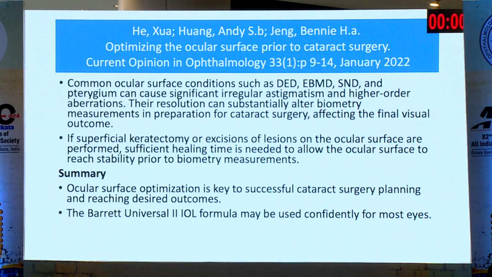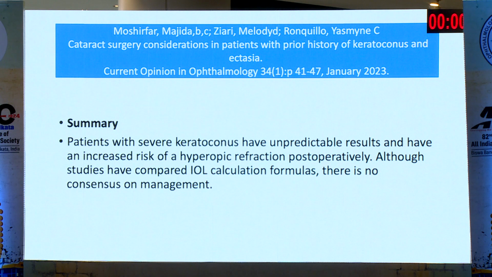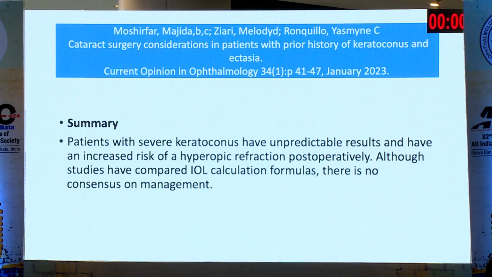The key is to optimize the corneal surface prior to cataract surgery and then go ahead with the intraocular lens calculations. Now we deal with the one which we most commonly see in our clinical practice: patients with keratoconus requiring cataract surgery. They have unpredictable results and an increased risk of a hyperopic refraction postoperatively. So a lot of IOL formulae have been compared, and I will be quickly coming to that.